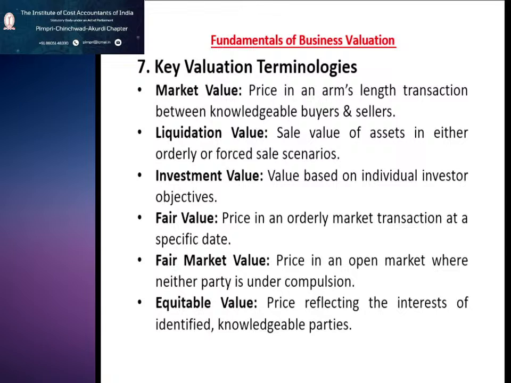Fourth is the fair value. Fair value is a price in an orderly market transaction at a specific date. Fifth is the fair market value, which is the price in an open market where neither party is under compulsion to buy or sell. In such a scenario, the fair market value will be fetched.